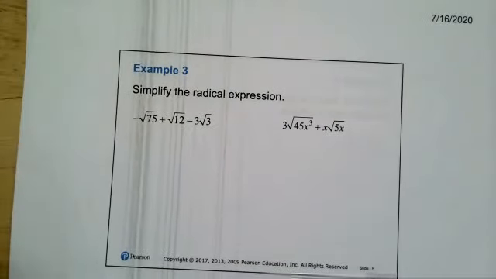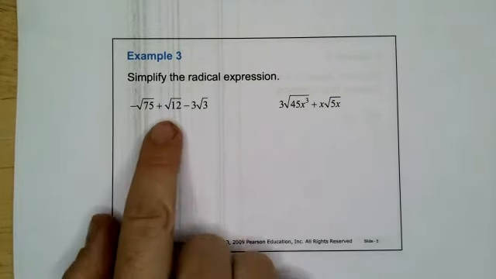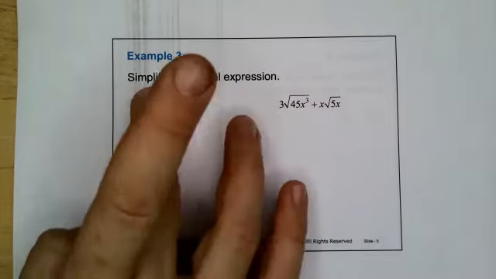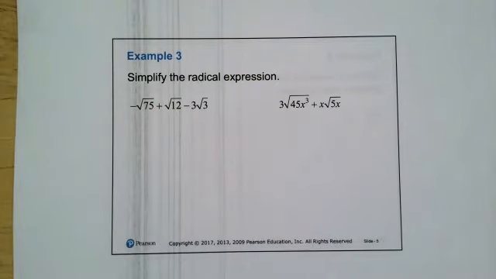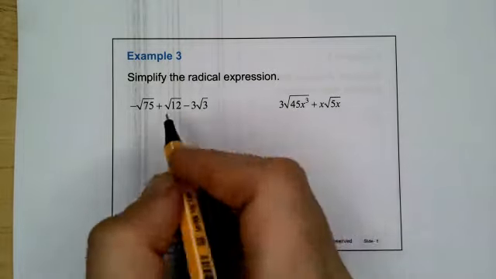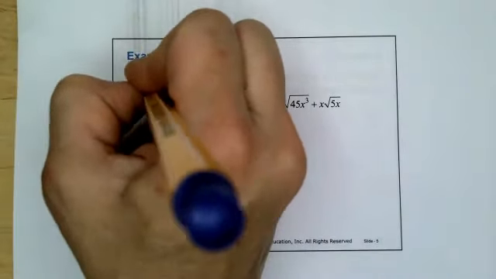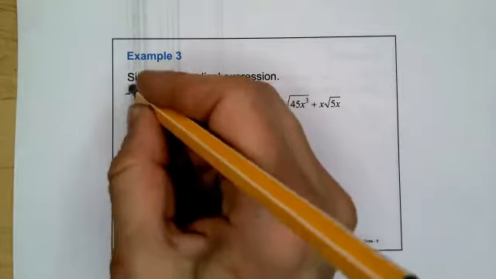All right, example 3. We have a negative radical and a positive and then another negative. Don't worry, this is not a negative under the radical, so we can still work with it, all right? Just like this says negative square root of 75. It's like saying it's a -1 square root 75. So the negative is outside of the radical. Just like this is a -3, this is a -1.